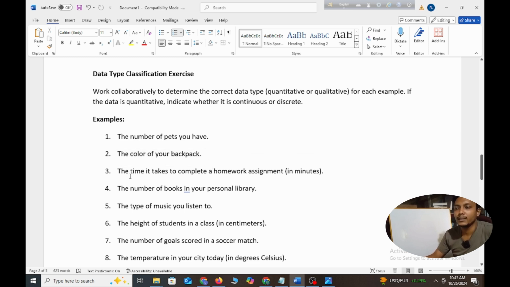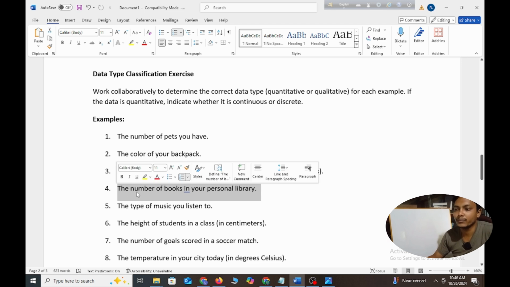The time it takes to complete a homework assignment could be 1 hour 25 minutes, maybe. So it is continuous data, quantitative continuous. The number of books in your personal library could be 50 books, maybe 100 books. You never have 50 and a half books. So this is quantitative data, and this is discrete data.